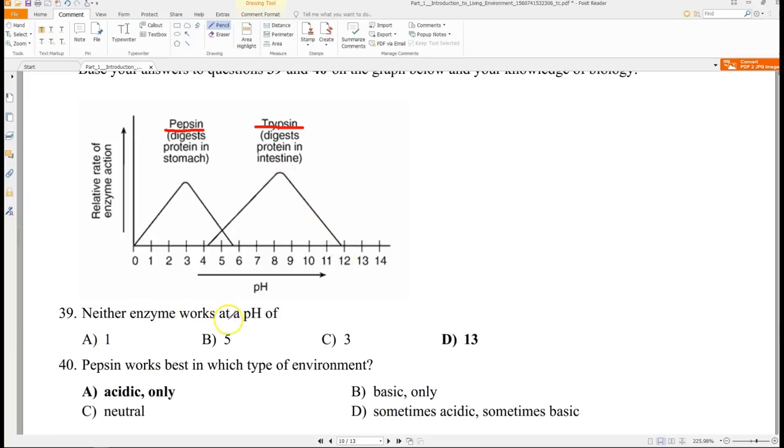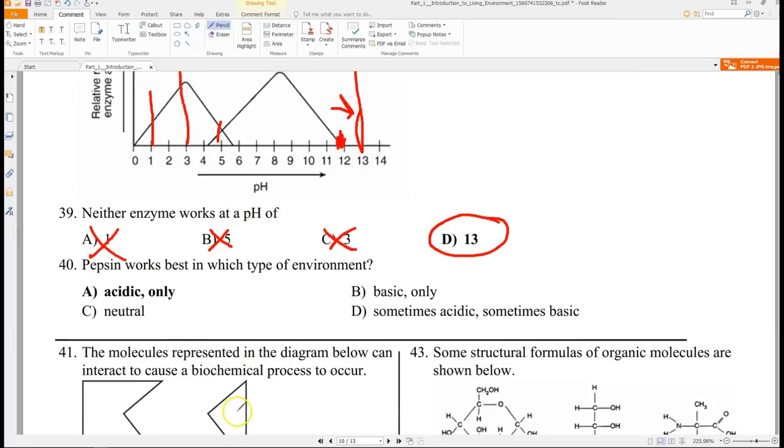Neither enzyme works at pH 1? Pepsin works at pH 1. pH 5, they both work at pH 5. Not that well, but they work. 3, pepsin works at 3. 13 is our answer. Nothing works at 13 because the graph lines are not here. It stops here. Nothing works beyond that point. Moving on.